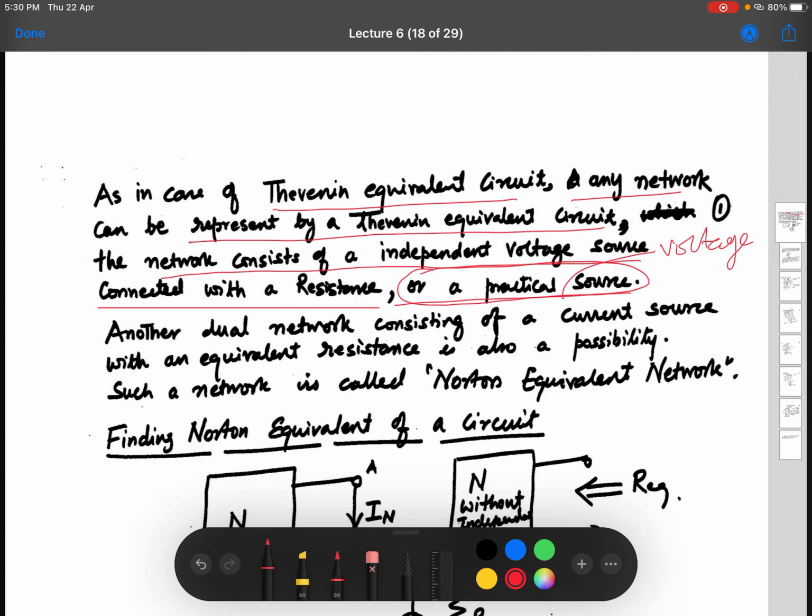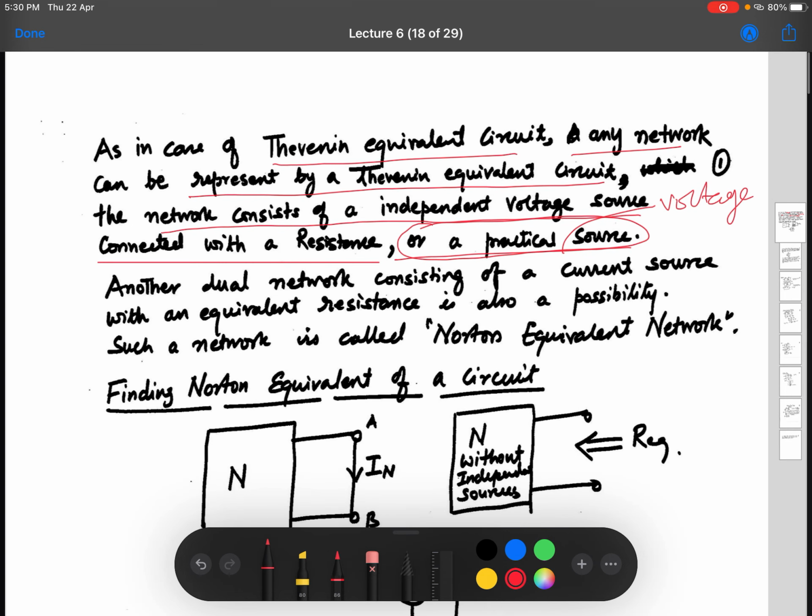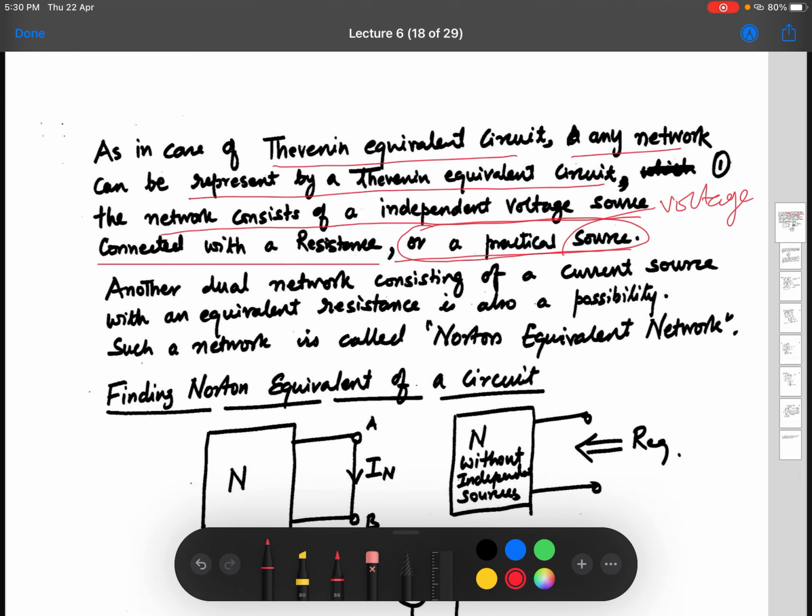And we also saw how to calculate that source voltage, by calculating the voltage across the terminals of interest. Similarly, the resistance can be calculated by considering the terminals of interest with all the independent sources zeroed out. Okay, now based on that same Thevenin equivalent, there is another possibility.